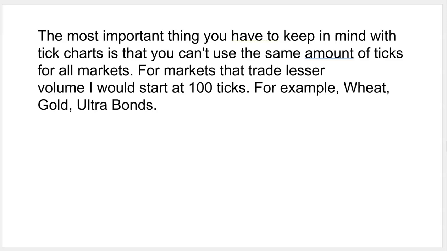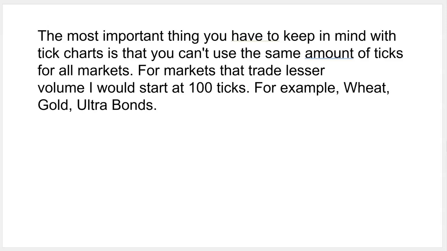Since those markets inherently have less volume, you can't use the same amount of ticks as you would for other markets. So I have it categorized by groups of markets: the low volume markets, the average volume markets, and the heavy volume markets. Now, it doesn't mean you can't trade a low volume market. Of course you can, right? To be honest, what I would consider a low volume market today, back in the 90s, that was considered heavy volume already.